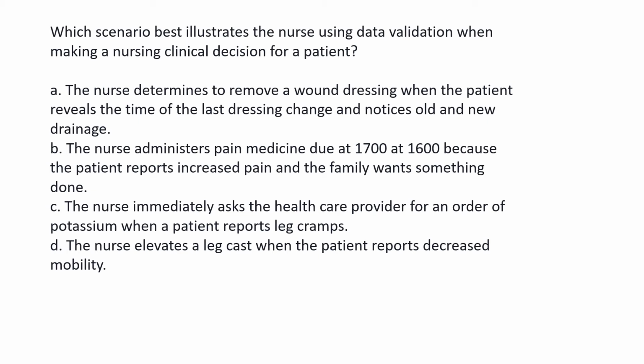Which scenario best illustrates the nurse using data validation when making a nursing clinical decision for a patient? A. The nurse determines to remove the wound dressing when the patient reveals the time of the last dressing change and notices old and new drainage. B. The nurse administers pain medicine due at 1700 at 1600 because the patient reports increased pain and the family wants something done. C. The nurse immediately asks the healthcare provider for an order of potassium when a patient reports leg cramps. D. The nurse elevates a leg cast when a patient reports decreased mobility.